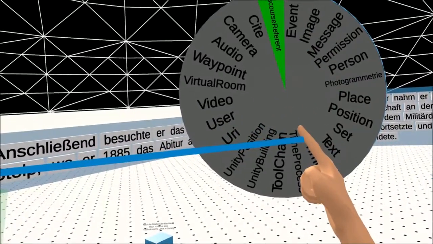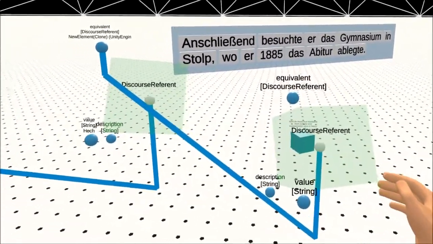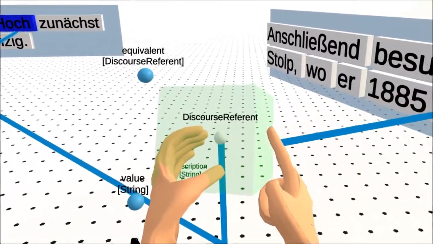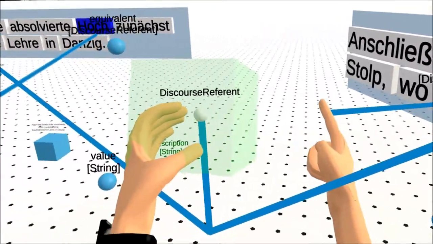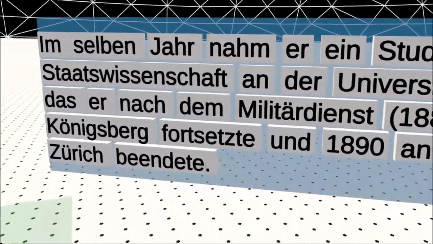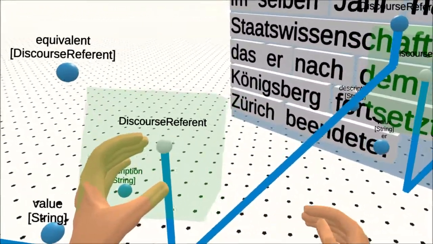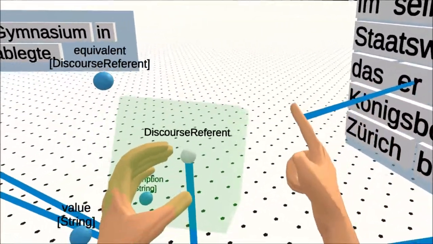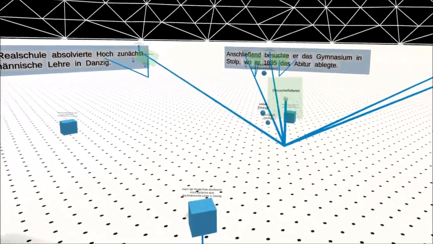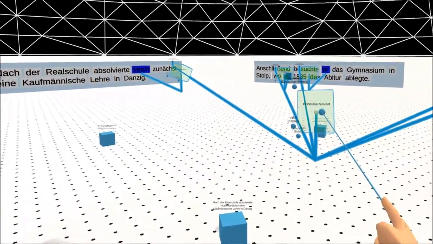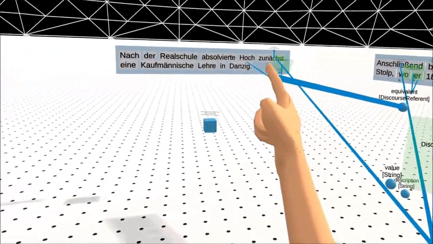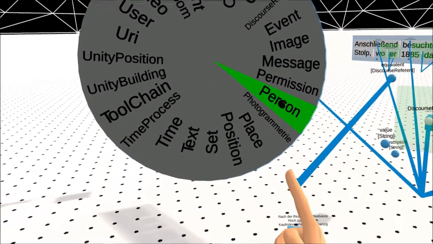Now we perform an anaphora resolution by creating a hyperedge and connecting every other anaphora with it. All the highlighted parts of the text are now related to each other. We can also add the referred person to this hyperedge.